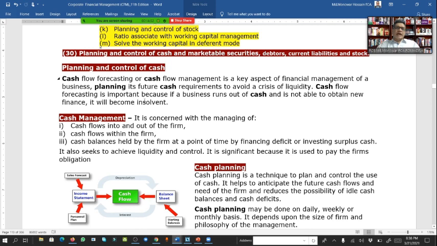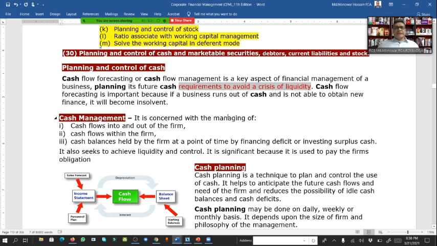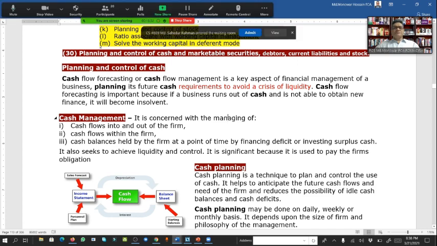If we see planning and control of cash, we know the cash flow forecast, or cash flow management, is a key aspect of financial management of a business. Planning its future cash requirement to avoid a crisis of liquidity. So the main thing is to avoid a crisis of liquidity, so cash management is very important. Cash flow forecast is important because if a business runs out of cash and is not able to obtain new finance, it will become insolvent.